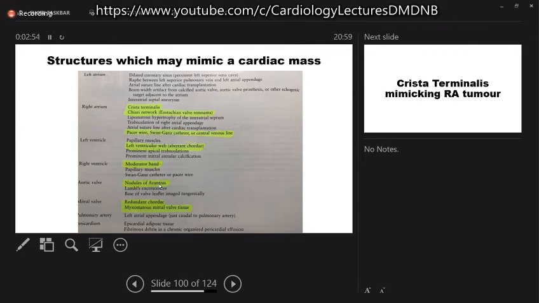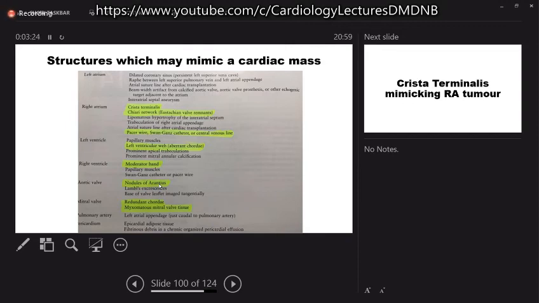Nodules of Arantius. These are usually at the site of the central part of the commissures of the aortic cusp. Sometimes there can be small nodules, and these can be considered normal, but rarely they can increase in size and may sometimes result in aortic regurgitation, and sometimes it may be mistaken for a vegetation.